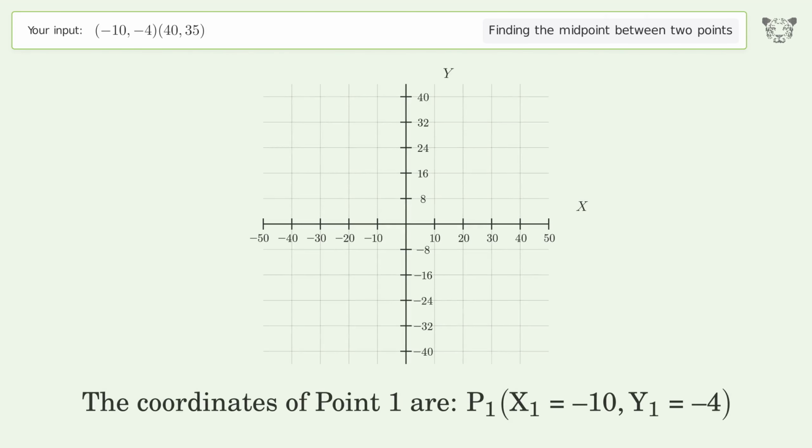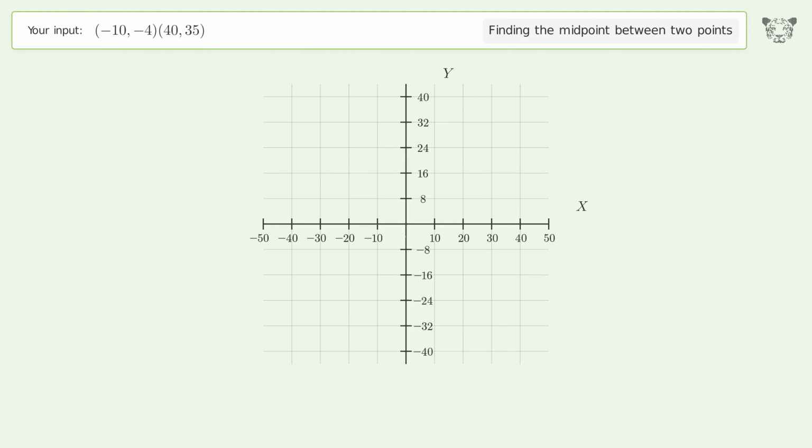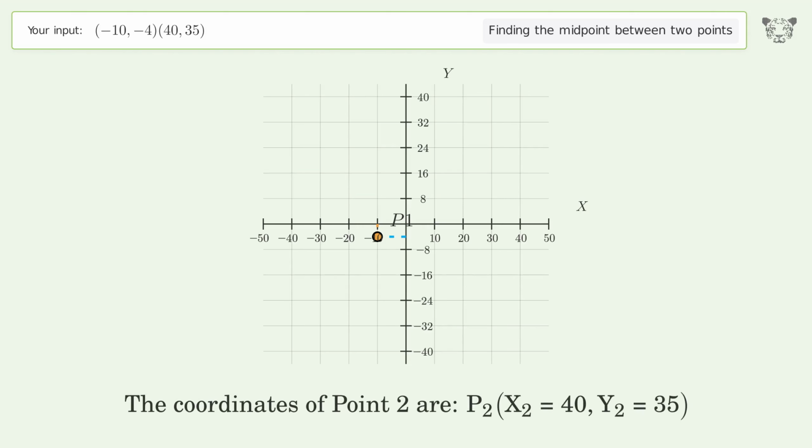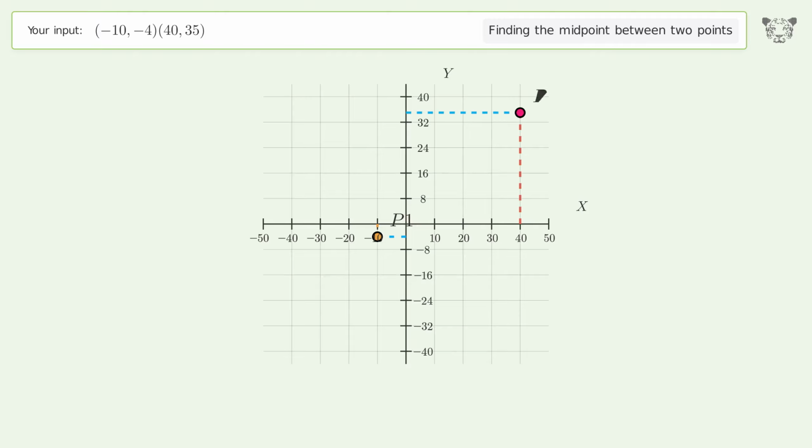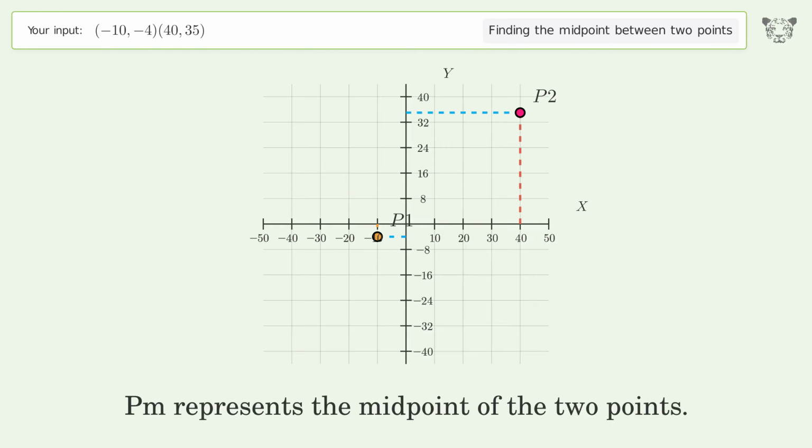The coordinates of point 1 are x1 equals -10, y1 equals -4. The coordinates of point 2 are x2 equals 40, y2 equals 35. PM represents the midpoint of the 2 points.